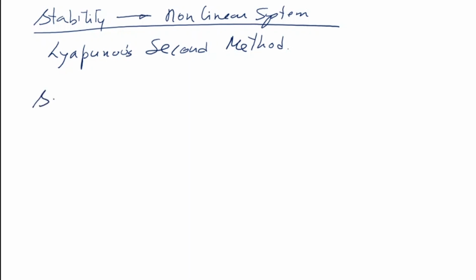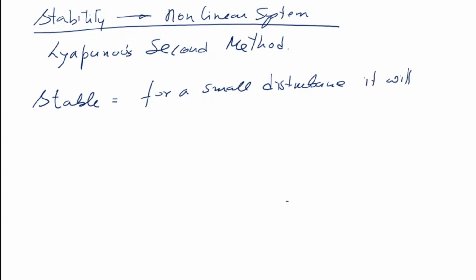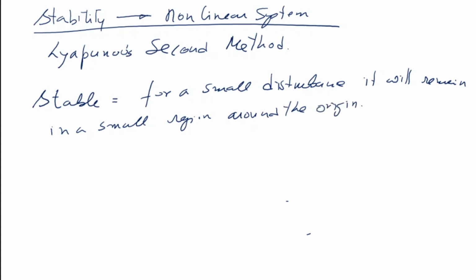Now, what is the meaning of stable? There are some terms which are used, so I'll just go through them very quickly. Again, stability is a very, very big subject in control system theory, so I'm doing it very quickly, just basically what we need. Now, stable means for a system, for a small disturbance it will remain in a small region around the origin. So this is the meaning of stable. The origin is also sometimes called the equilibrium point.